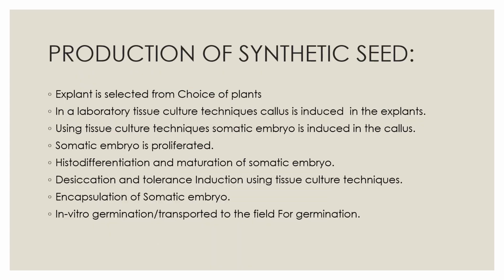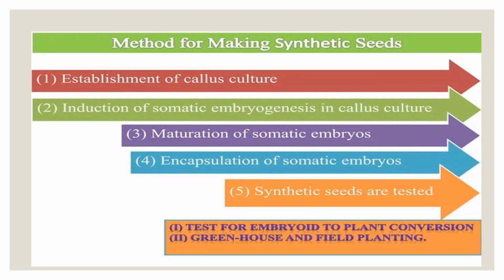And production of synthetic seeds. First, choose the explant. From the explant there is callus induction. From the callus, using tissue culture techniques, somatic embryos are induced. So the somatic embryos are proliferated, and can be desiccated using tissue culture techniques, and encapsulation is done, and they are germinated in vitro or transported to the field for germination.